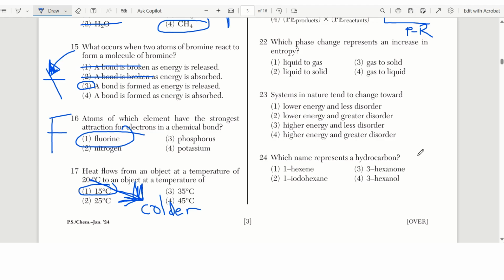Number 22, which phase change represents an increase in entropy? Entropy is disorder, right? So when are things getting more disordered? Well, if we consider going solid, liquid, gas, as we move this way, we get more disordered. So that would be going from a liquid to a gas.